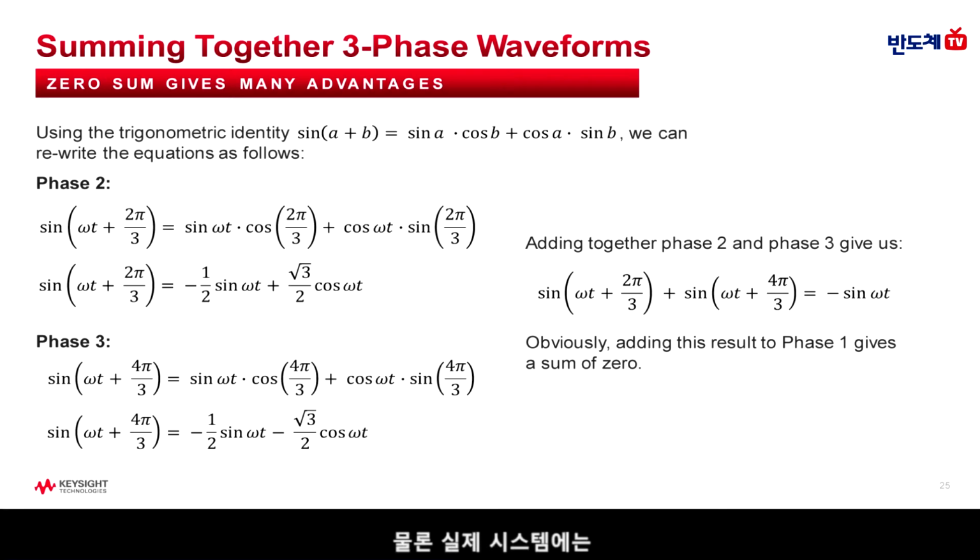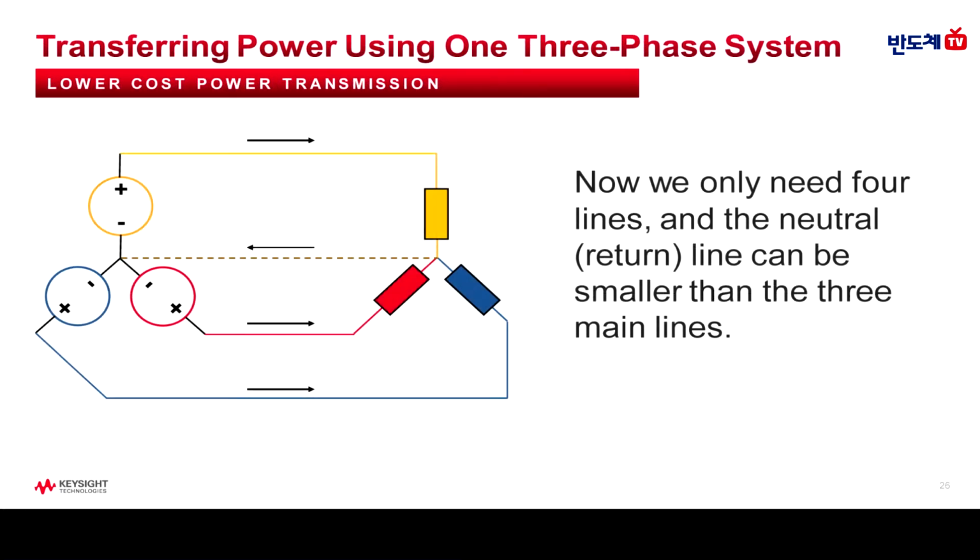Now, of course, in a real-world system, there's always going to be a little bit of mismatch, so you don't always get the thing to sum exactly to 0. But in general, it's going to be very, very close. And this is again a very powerful and important property of three-phase waveform and three-phase power transmission. So if you think back to the slide I showed a couple of slides ago, where I was transmitting power using 3 different sources and had 6 wires.